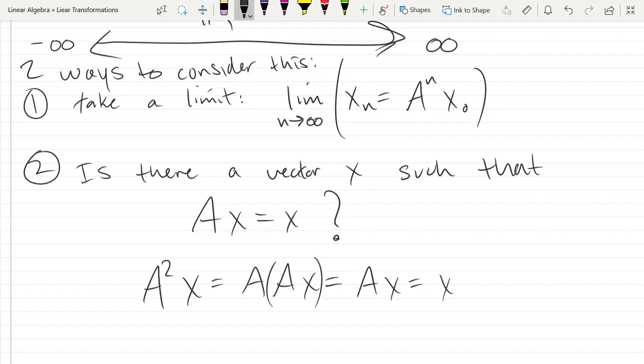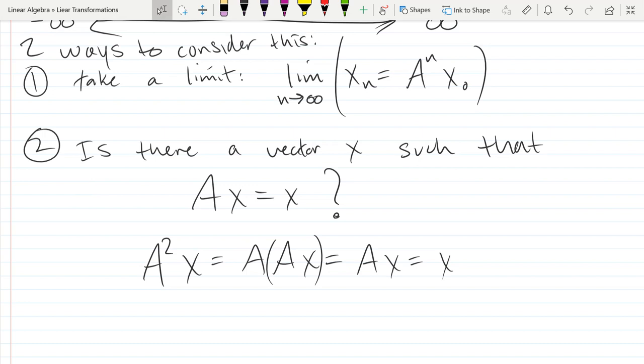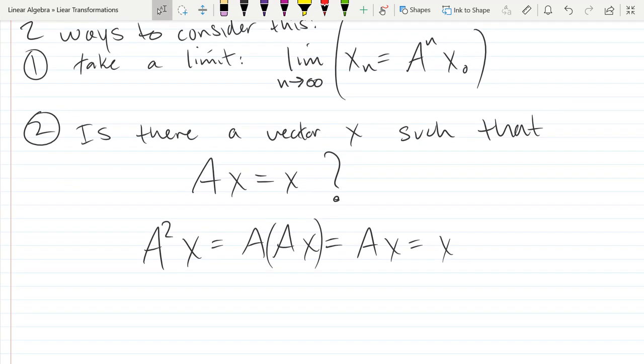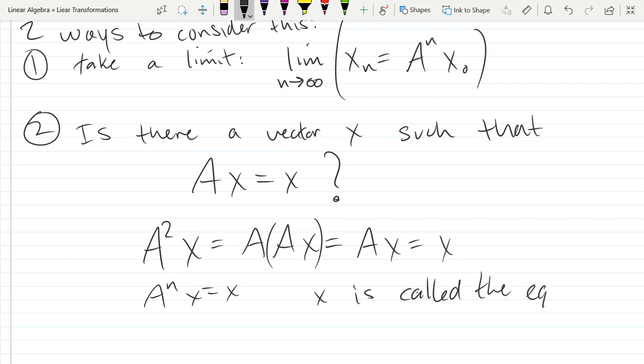A squared would be x, a cubed, or a squared times x would be x, a cubed times x would be x. You basically can pick one a off at a time. So multiply as many a's as you want, you're going to get right back to x. So we call this vector x the equilibrium state. And a^n times x equals x, so x is called the equilibrium state.